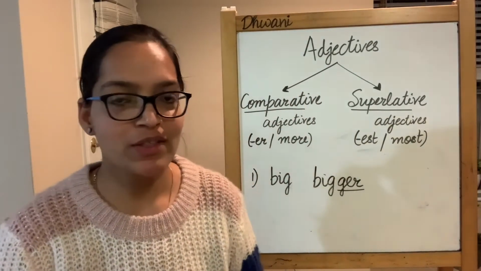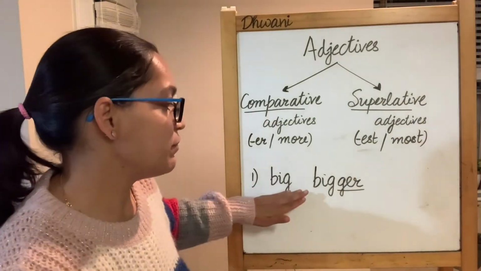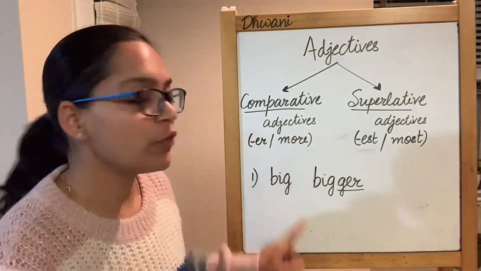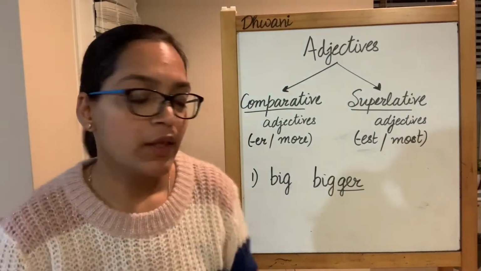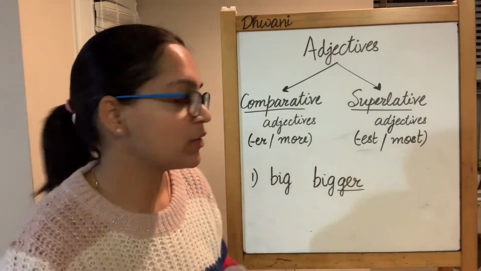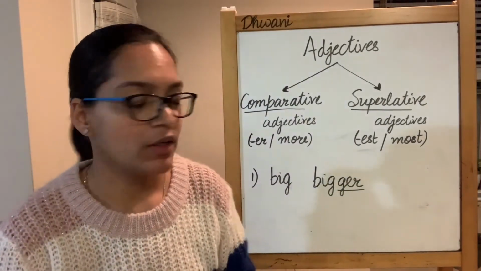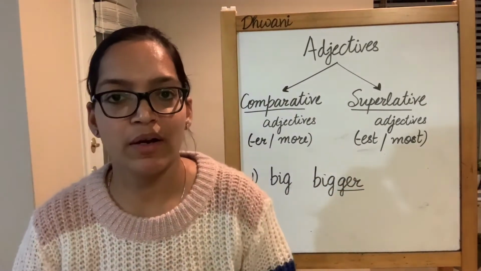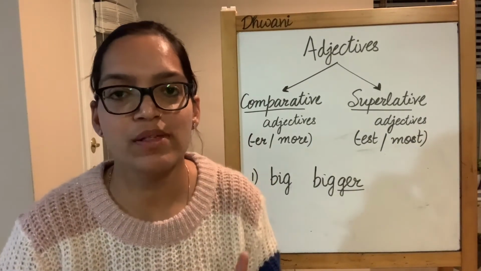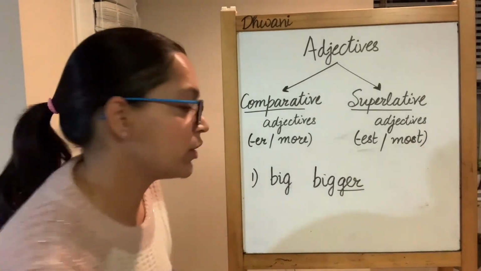Now if you notice, I added a G. And why is that so? Because when we have adjectives which end in a consonant with a vowel just before the consonant, the consonant at the end gets doubled up in comparison. So not just one G, we're going to have two Gs here. So big turns into bigger just because it's a one syllable word. And now let's take more examples. Hot becomes hotter.